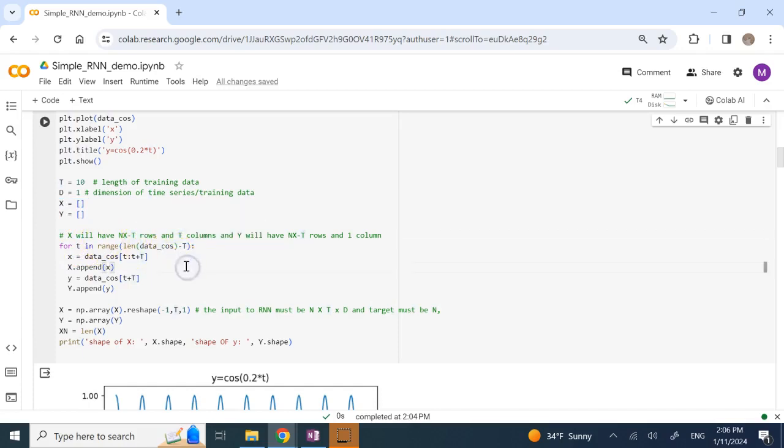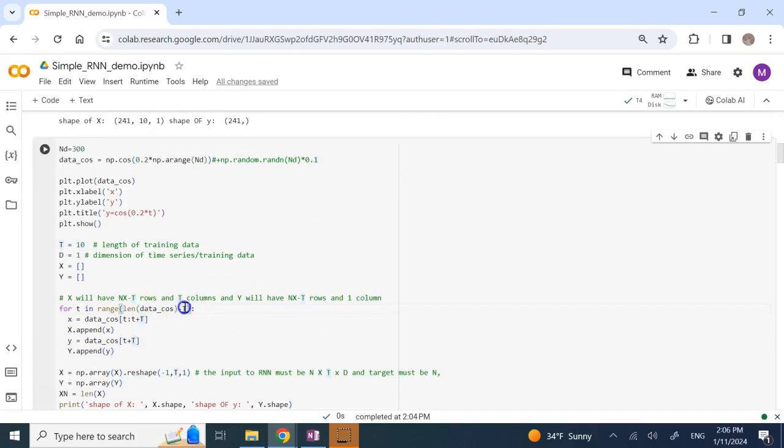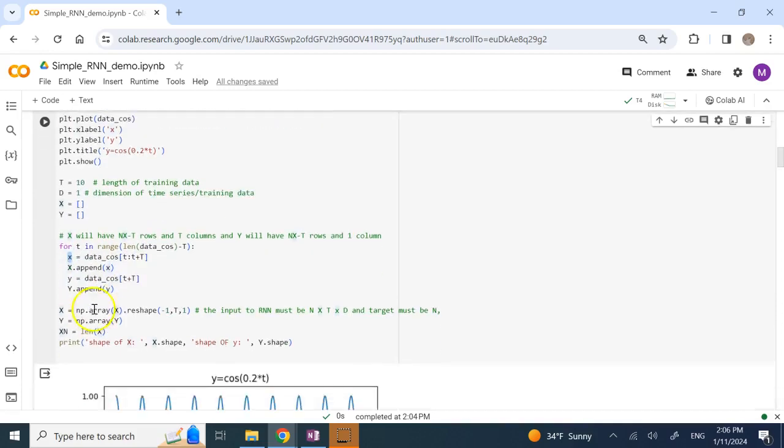And then I use a for loop, and I go through the length of the cosine data, which is 300 minus T, so it's going to go from 0 to 290. And then each time, from t to t plus T, those 10 data points, I allocate to a variable x small, and then I append that x small, which is a 10 by 1 vector, to the matrix X. Okay, and then I go to the 11th value and append that to matrix Y.